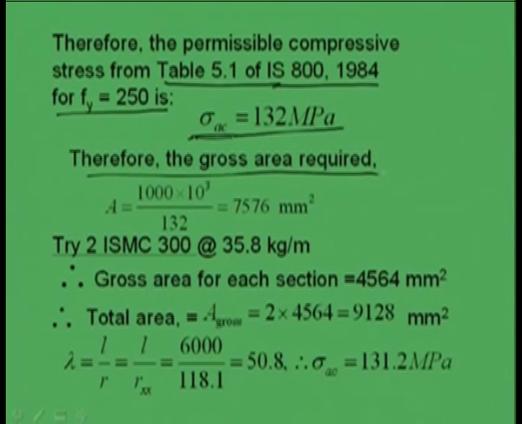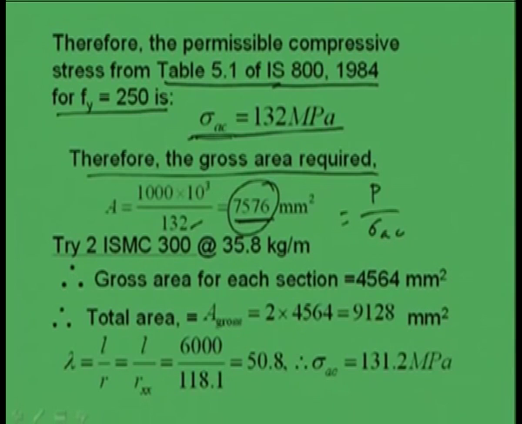The area required for the section is basically P by sigma AC. P is 1000 kilonewton and sigma AC is 132. So, from this we are getting 7576 millimeter square. The area required is 7576 millimeter square. Now, we are going to use two channel sections. So, what channel section will be preferable to provide this much area?